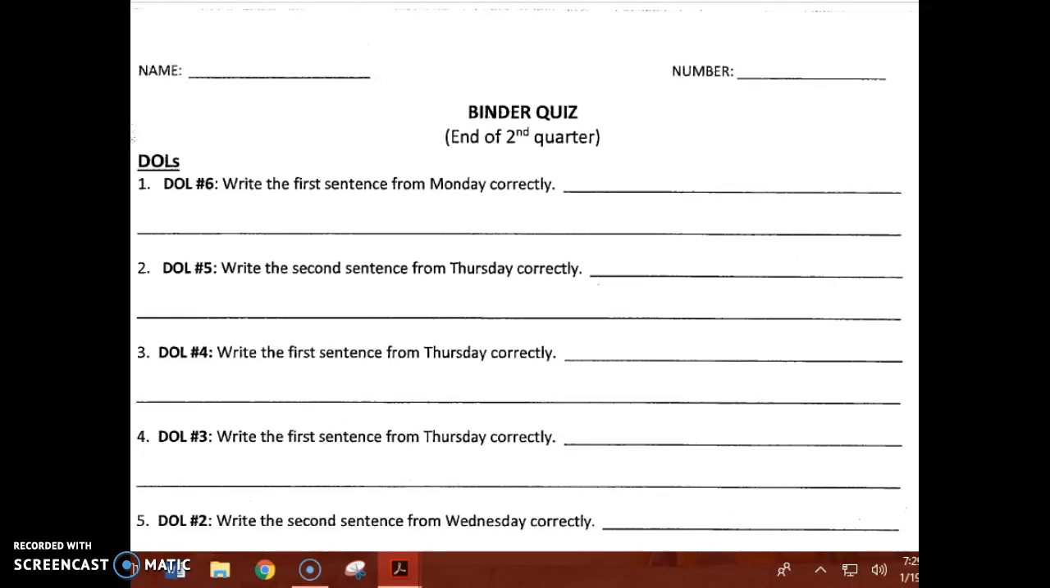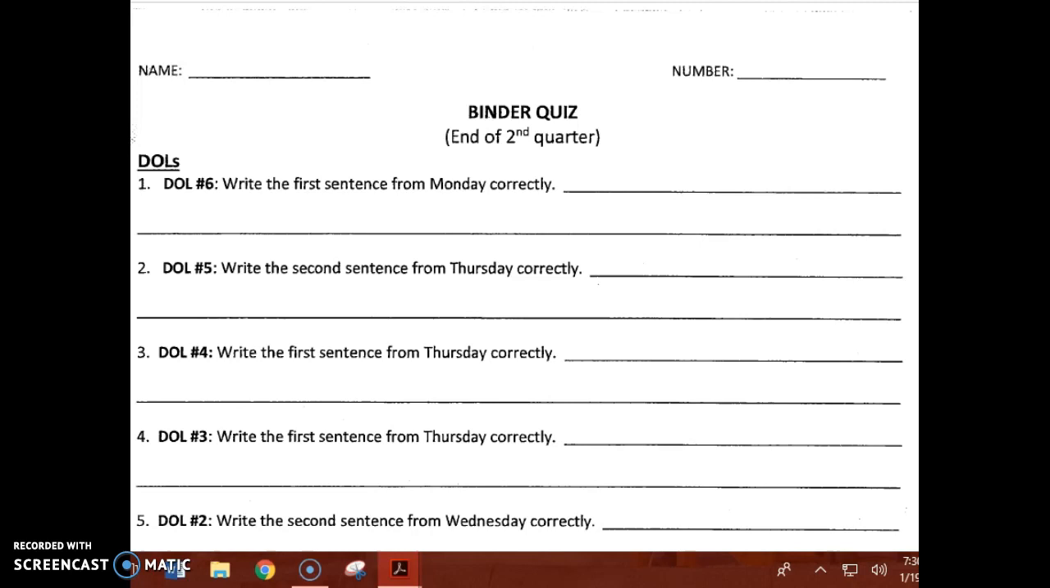Today you're going to take your binder quiz for quarter 2 in language arts. Make sure you put your name and your class number at the top of the page. The first section is DOLs, so turn to the DOL section of your binder. Hopefully your DOLs are in order from 6 through 1, but if not, you'll just be going the opposite direction as you flip through the pages of your binder.